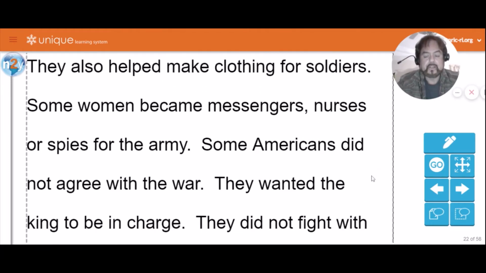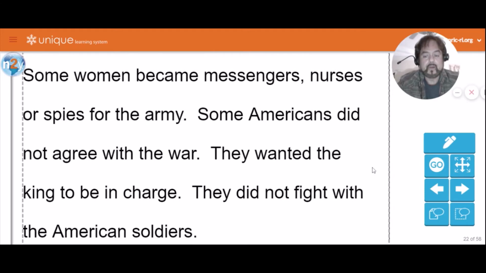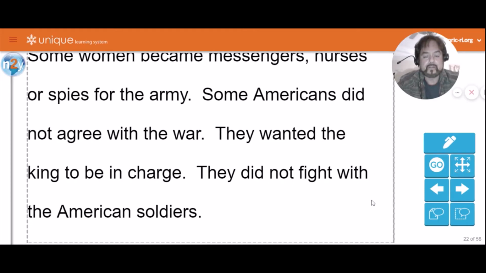Some Americans did not agree with the war. They wanted the king to be in charge. They did not fight with the American soldiers. They were called loyalists.